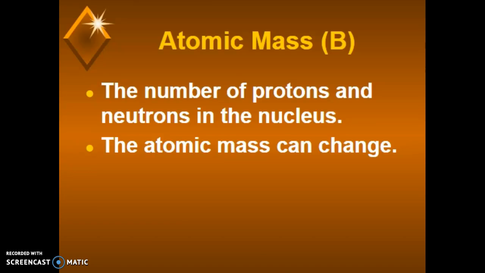Atomic mass, again, is a review from chemistry, the number of protons and neutrons in the nucleus, and we know we can change that. If we get an isotope, we've got a different number of neutrons, so our atomic mass would be different. So something like carbon-14, something like carbon-16, things along those lines.